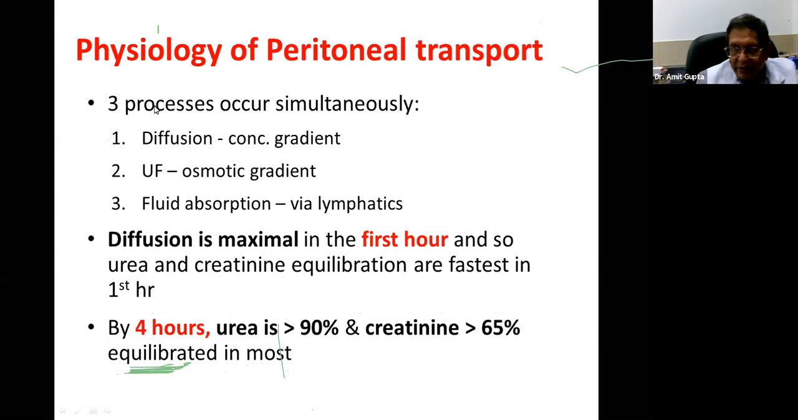Now there are three processes which occur simultaneously. One is diffusion, which is based on the concentration gradient. Second is ultrafiltration, which is based on the osmotic gradient. And then there's some fluid reabsorption done via the lymphatics. Remember that diffusion is maximal in the first hour. And so urea and creatinine equilibrate the fastest in the first hour. And by 4 hours of dwell, more than 90% of the urea and more than 65% of the creatinine is equilibrated in most individuals.